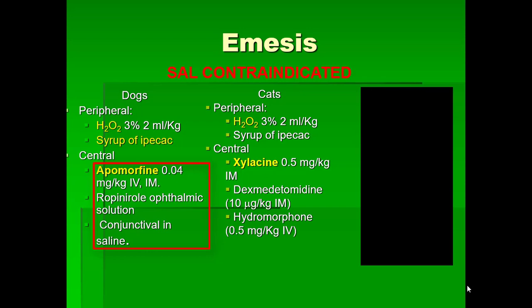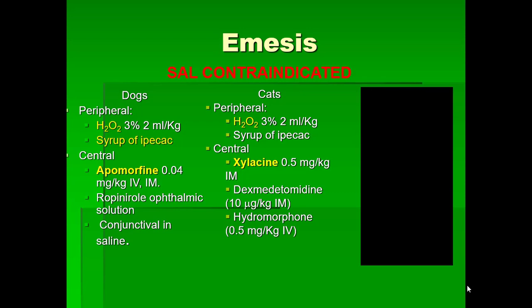Now, the downside of apomorphine is that it causes prolonged, protracted nausea and vomiting far beyond the point of emptying the stomach. And in those cases, you can always reverse the action with naloxone because apomorphine is an opioid drug. The good thing is that it works much faster, within seconds of giving it IV, than any other emetic that you can use in dogs.